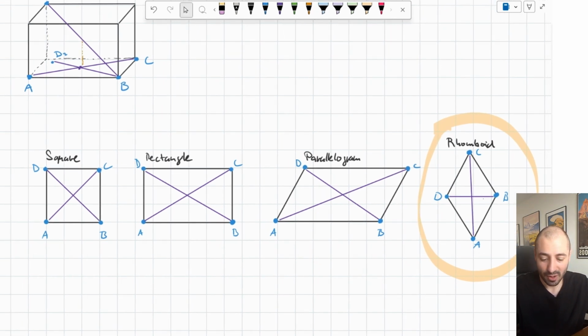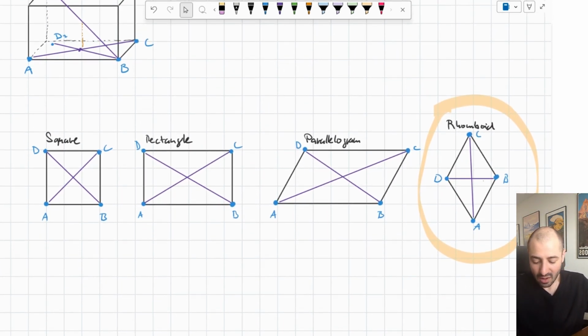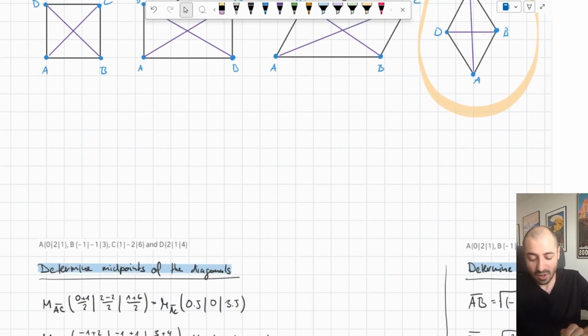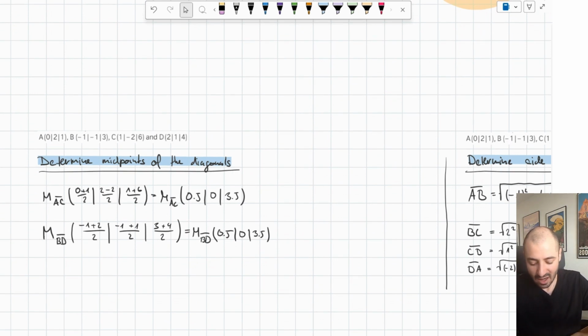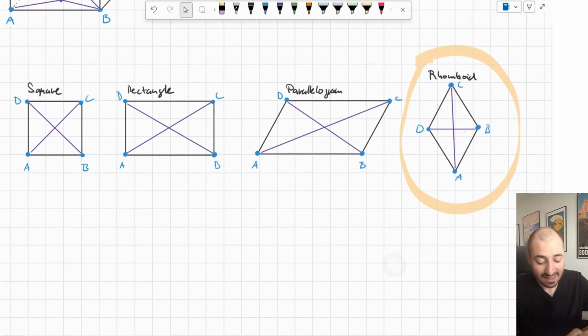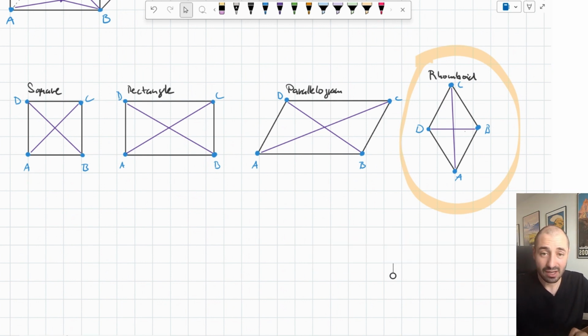All right, let's summarize this again. First of all, we wanted to know whether it is a quadrilateral and whether it is one of those 4 types of quadrilaterals. We figured this out by looking at the midpoints of the diagonals. If they coincide, we know that the shape forms a quadrilateral and that it's one of those 4 types. Then we wanted to know whether it's a square or a rhomboid or a rectangle or a parallelogram, and we figured this out by looking at the length of the sides as well as the length of the diagonals.